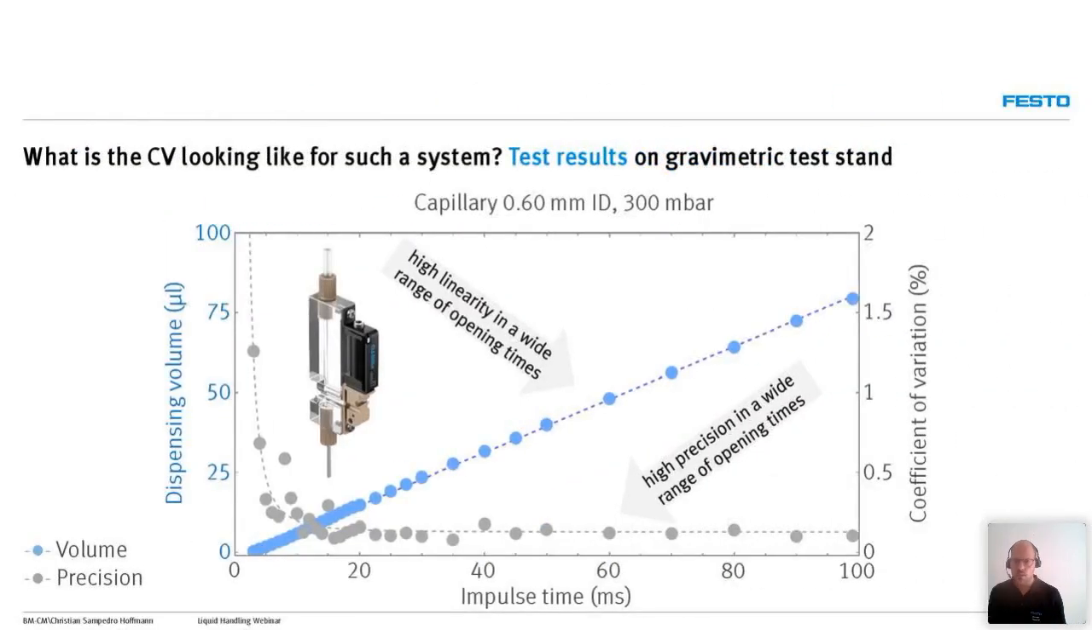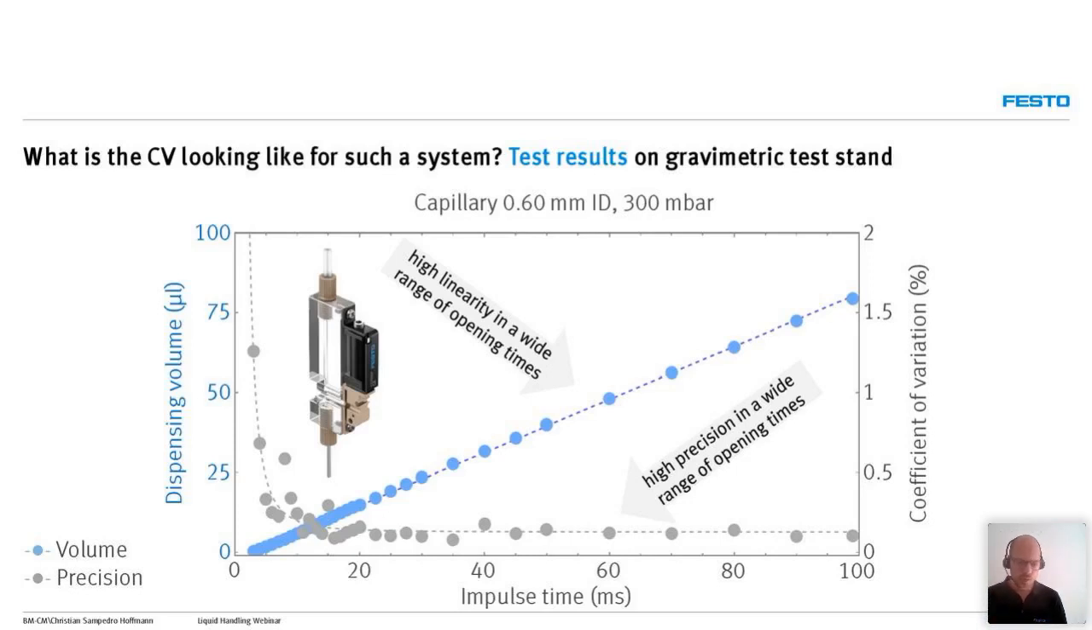Okay, now we talked about how the system works and how to dispense. Now we know that with the pressure and opening time, we can define the target values, the volume you want to dispense. And now the question is, which volumes can we dispense with such a system, and what is the CV, the coefficient of variation, the precision of the system.